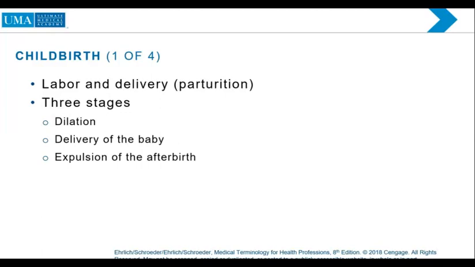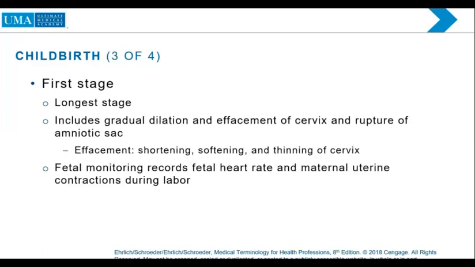Now let's look at some terms around childbirth. Labor and delivery is the parturition. There are 3 stages: dilation, delivery of the baby, and expulsion of the afterbirth. The first stage is the longest stage. This includes gradual dilation and effacement of the cervix and rupture of the amniotic sac.